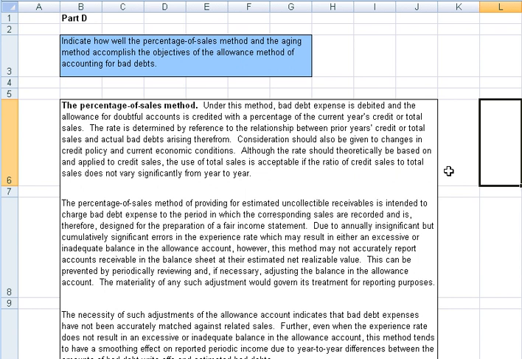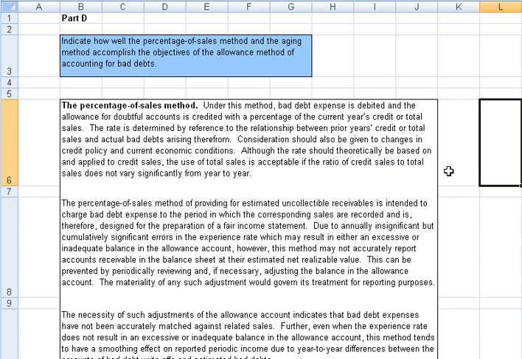Now, reading the second paragraph, the percentage of sales method of providing estimated uncollectible receivables is intended to charge bad debt expense to the period in which the corresponding sales are recorded and is therefore designed for the preparation of a fairly stated income statement. Due to the annually insignificant but cumulatively significant errors in the experience rate, meaning how well this model is working, it may result in excessive or inadequate balance in the allowance account. This method may not accurately report accounts receivable at the estimated net realizable value.